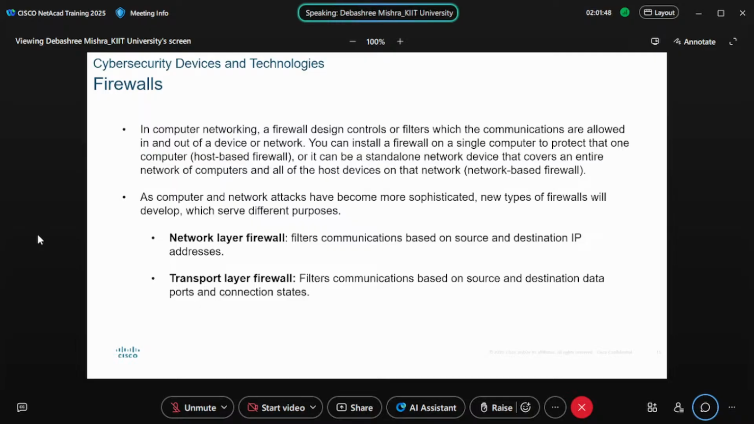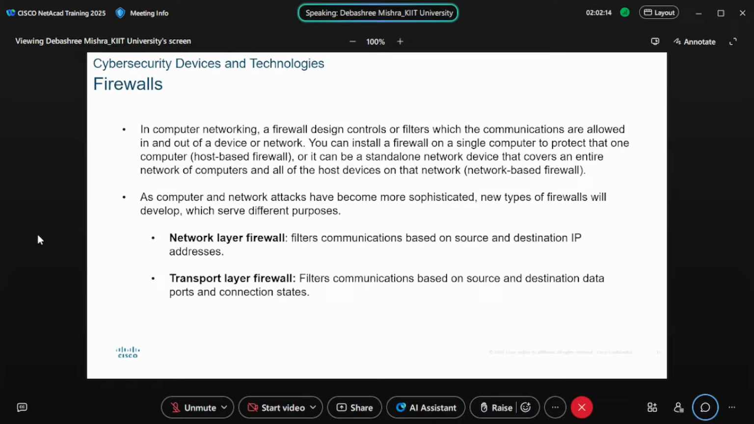Next is your firewall. We have already talked enough about the firewall. Suppose you want to protect your particular computer. For that, you need to install your firewall. It is a standalone network device that covers your entire network, so that it can give you an extra layer of protection.